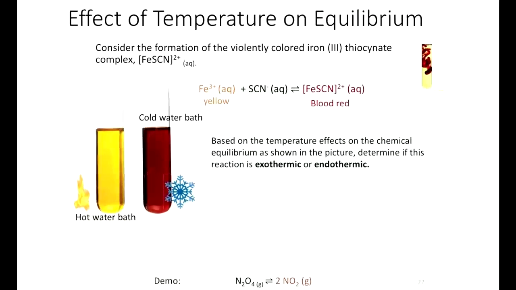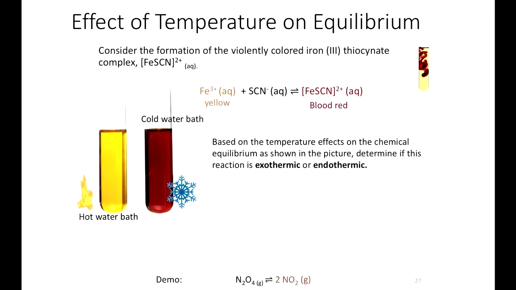So let's do it a little bit differently here. The effect of temperature on equilibrium. Here, I'm giving it to you backwards. I'm showing you the observations, and I want you to tell me, is this reaction endothermic or exothermic? So here are the observations. I have an equilibrium here. Iron 3+ is yellow. Iron thiocyanate is a blood red. It's a violent blood red.